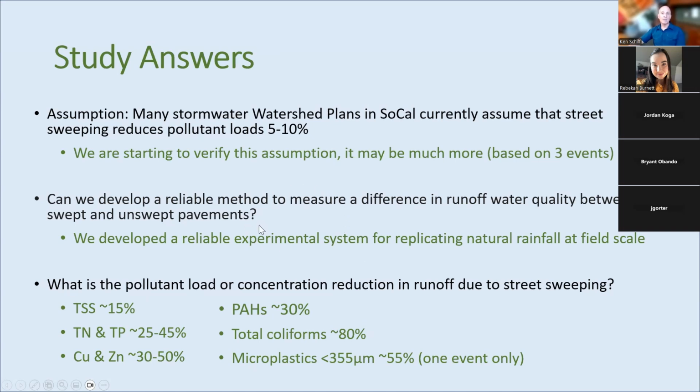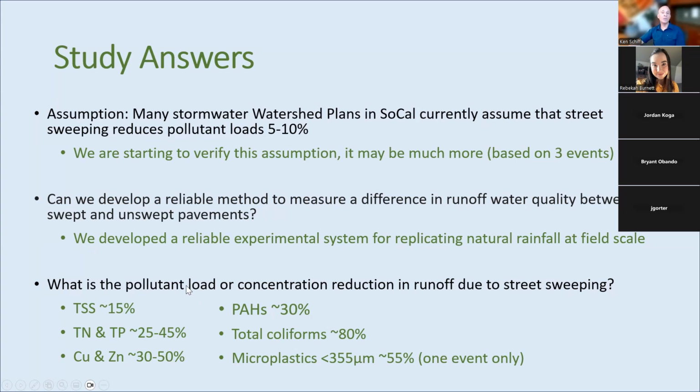So, could we develop a method to reliably mimic natural rainfall for both swept and unswept pavements? We think we can. We can mimic intensities, rainfall drop size, and energy. And we can do that over a very uniform surface. So we're pretty happy. I told you this thing's completely portable, so now we can move it anywhere we want.